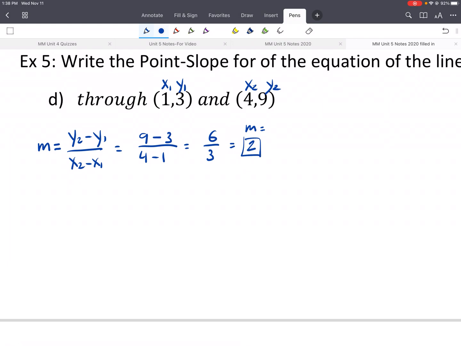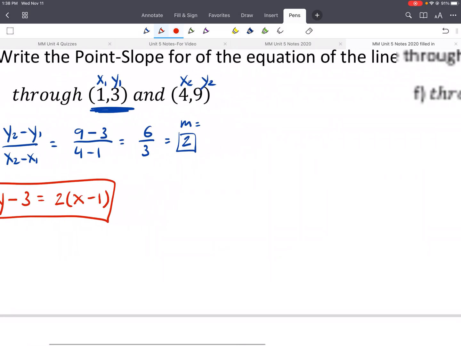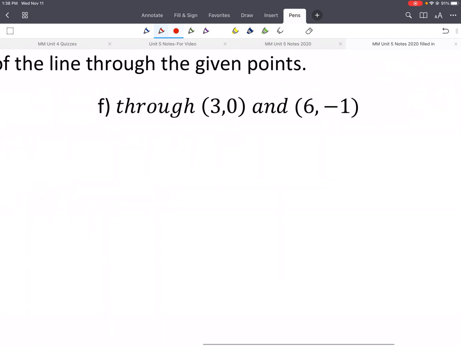And now we would use our point slope. You can choose which point you want. I would suggest always using the first one. I think that's where the answer key, if you check the odds, will use the first point. So that's what I will always use. So we'll do y minus y1, and that would be 3, is equal to our slope, which is 2, and then we'll do x minus x1, and we're done. Okay, so give the next one a try. See if you can do it by yourself.